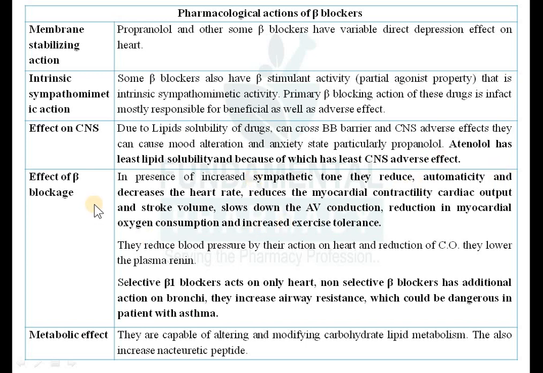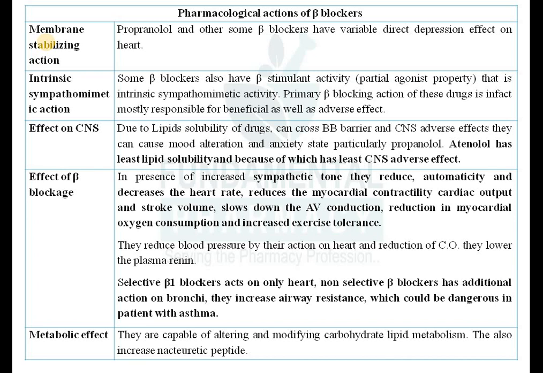Now the effect of beta blockade: what effect is seen on the heart because of beta blocking? So in presence of increased sympathetic tone, means in presence of increased sympathetic activity, these drugs will reduce automaticity of heart. These drugs will decrease heart rate. These drugs will decrease the myocardial contractility and in turn they will decrease the cardiac output, stroke volume. They will slow down the AV conduction, atrioventricular conduction.